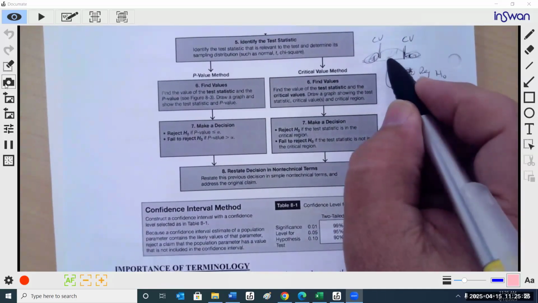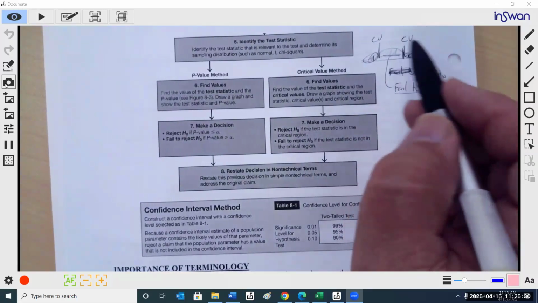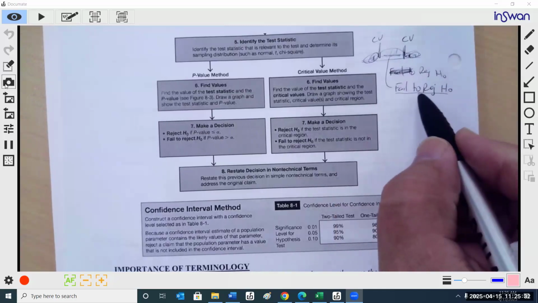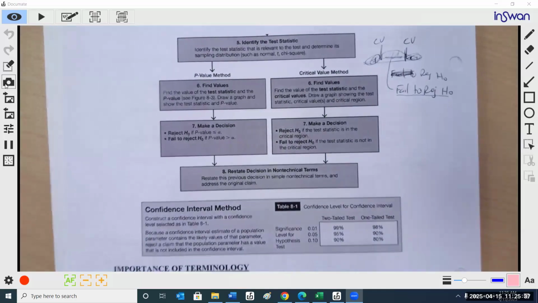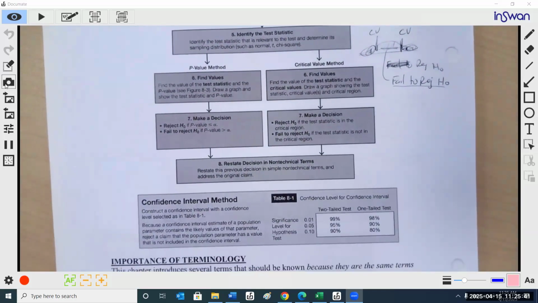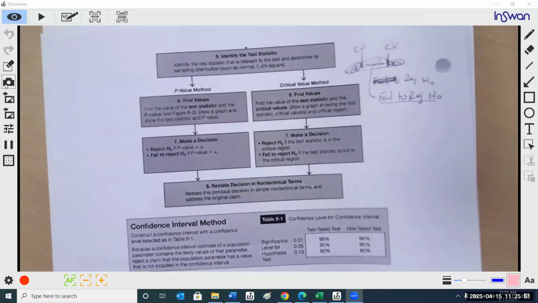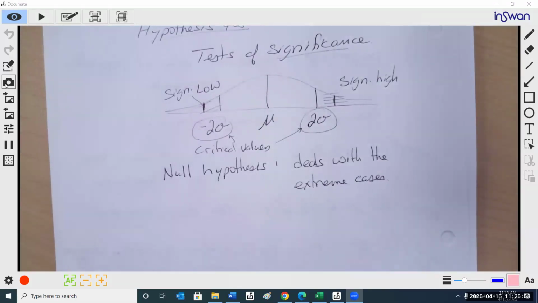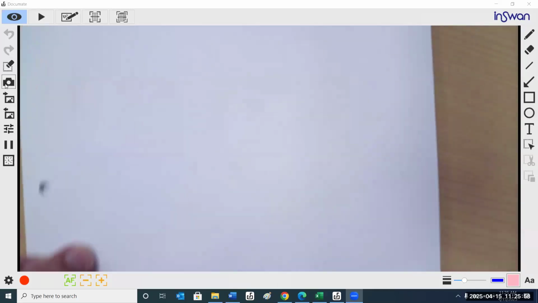Now, if the value falls in this insignificant region, it's not significantly high or significantly low, then that's where we fail to reject it. Then we make our decision, and then that's where we make our conclusion. So that's what we're looking for here. So what is a null hypothesis?